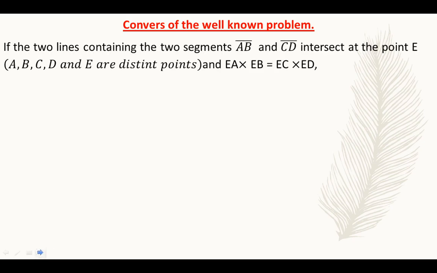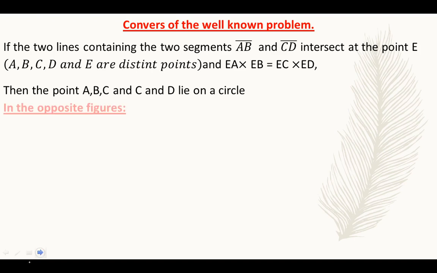The converse of the well-known problem. If the lines containing the two segments AB and CD intersect at the point E, and A, B, C, D and also E are distinct points, distinct means different points, and EA times EB equals EC times ED, so the points A, B, C and D lie on a circle.